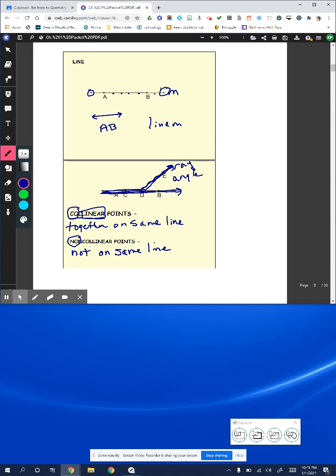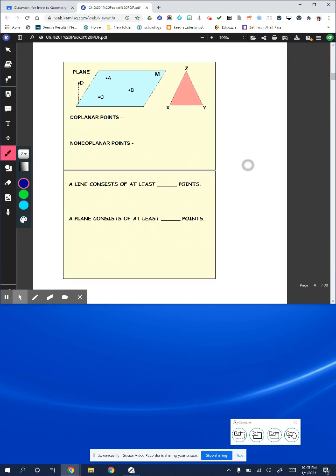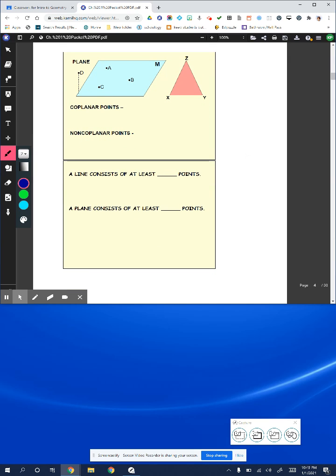All right, let's move on. So here's a depiction of a plane. And in that plane, I have coplanar points. So we just talked about co means together. And then I see the word plane here, or part of the word plane. So that means together on the same plane.